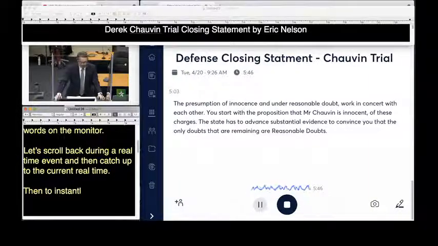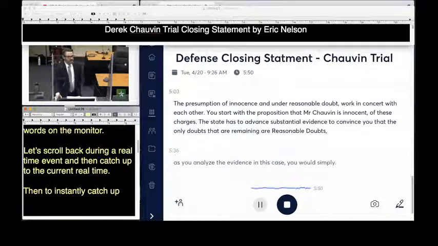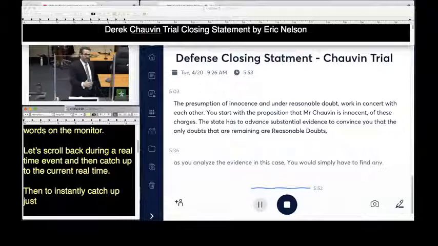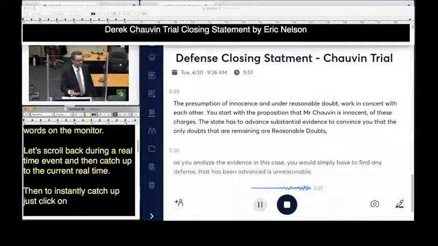As you analyze the evidence in this case, you would simply have to find that any defense that has been advanced is unreasonable. That's what this standard is all about.